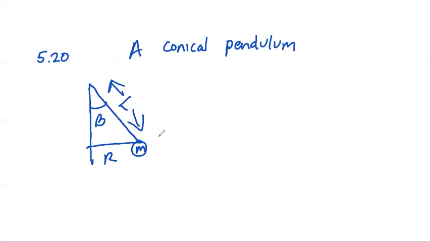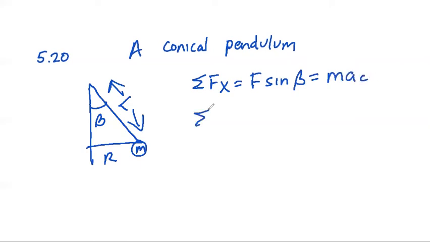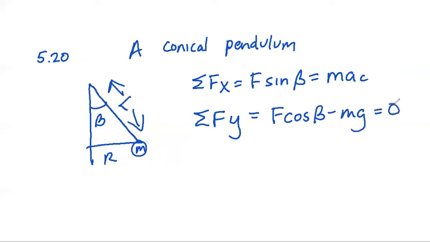All right, so there's some force here, so the sum of the forces in the x are going to be equal to, call that F, sine beta, and that's going to be equal to M a centripetal. And the sum of the forces in the y are going to be equal to F cos beta minus mg equals 0.